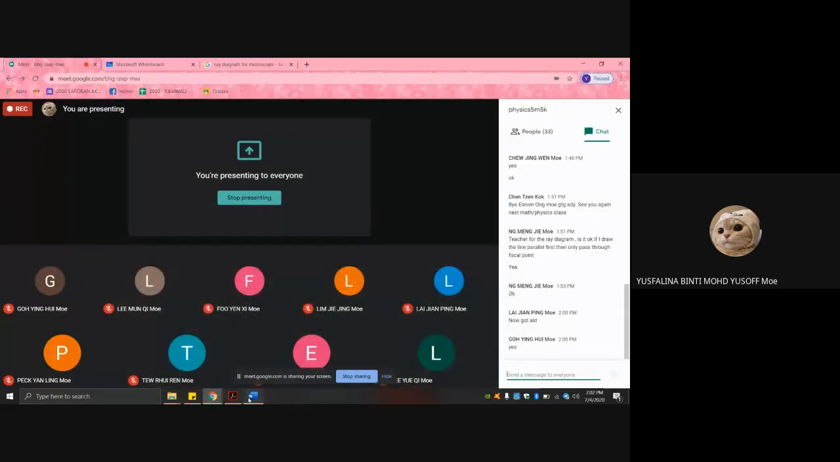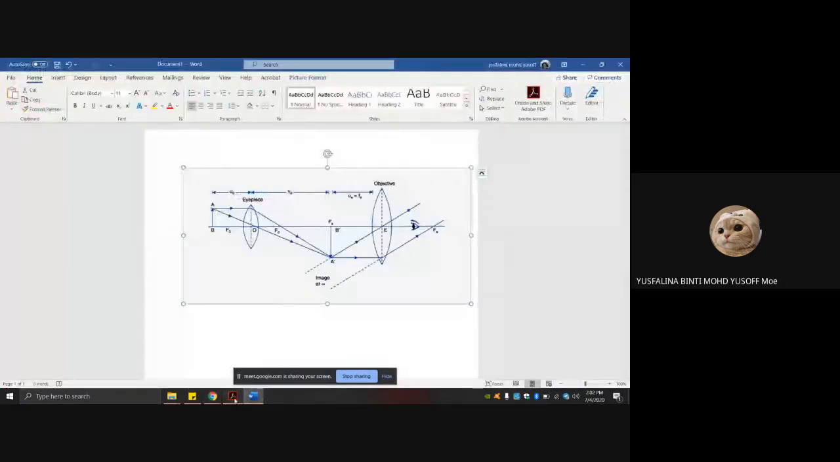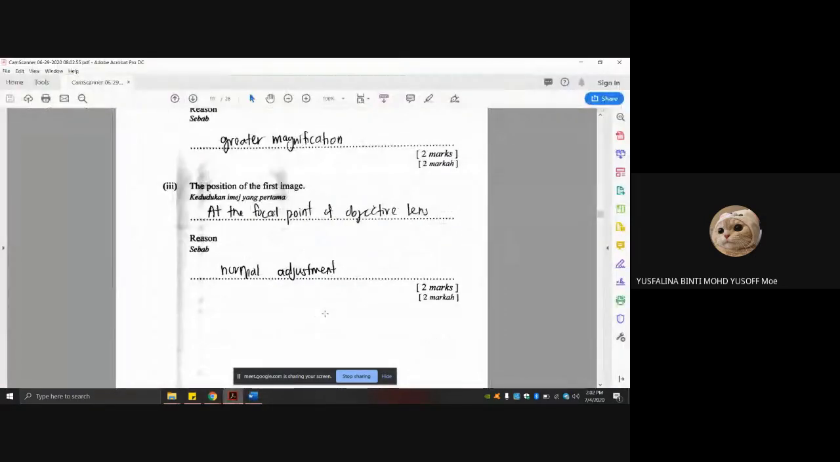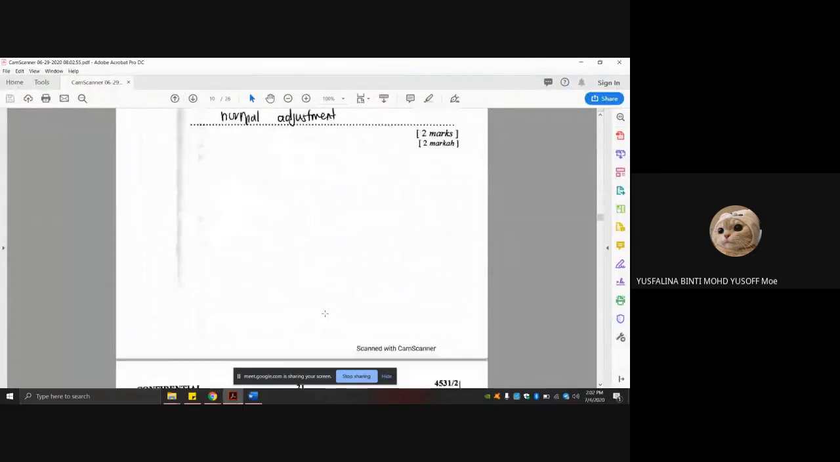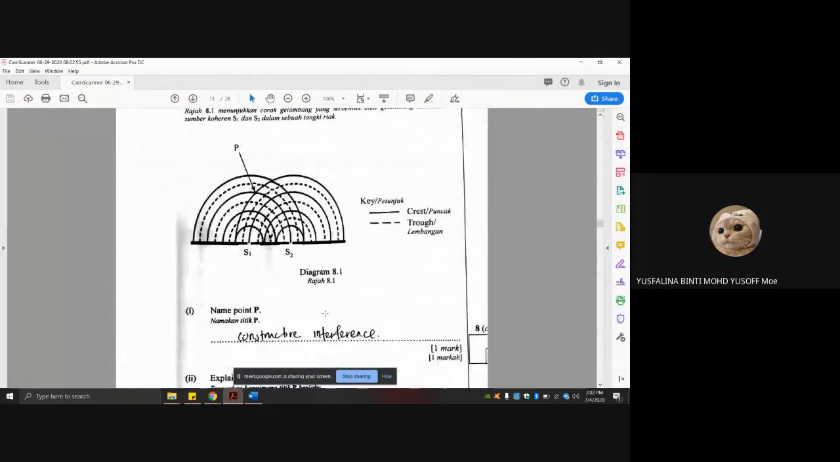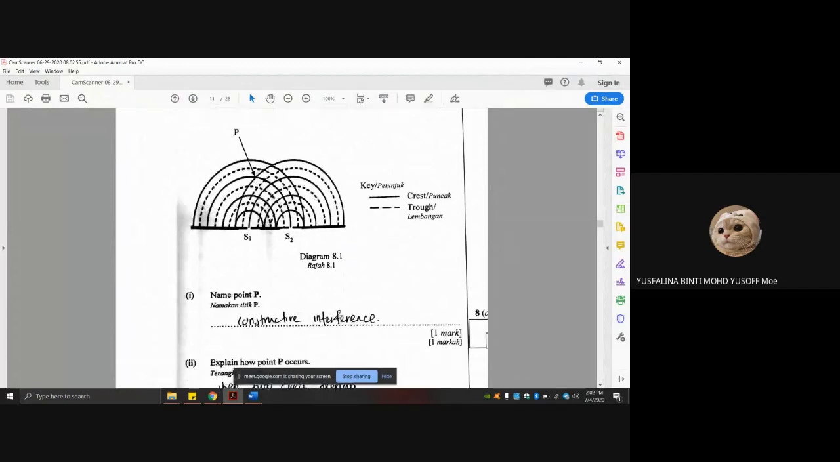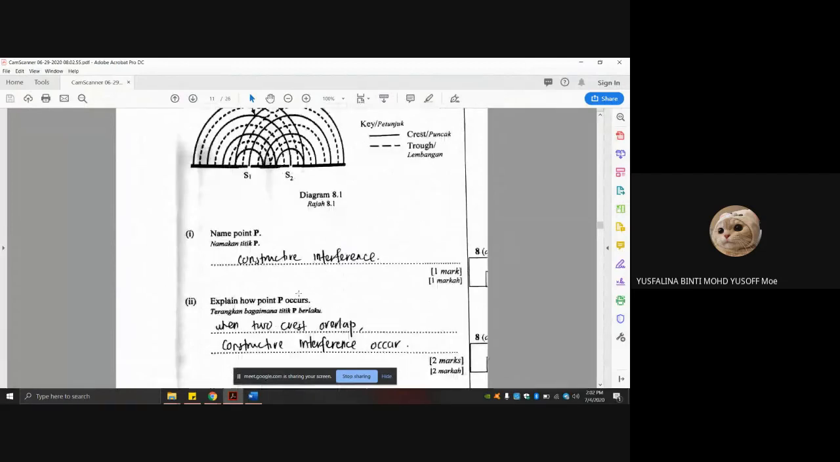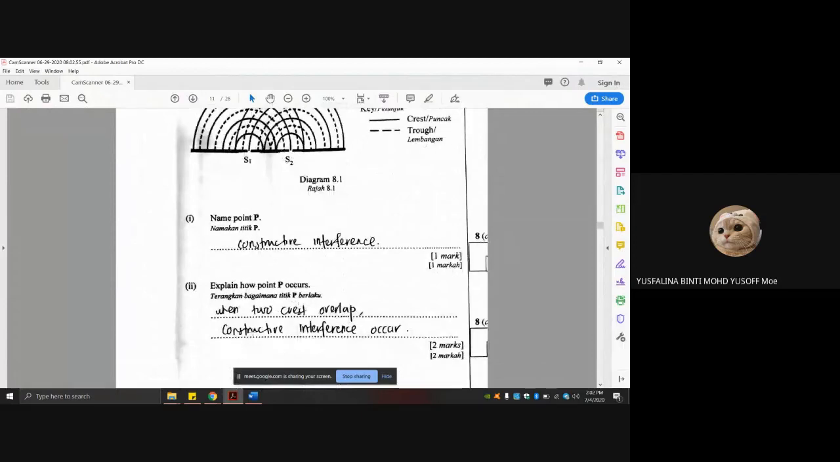Alright, the next one. That is for the normal adjustment. For number 8, this is the interference of waves. Name point P. This one is the crest meet crest, right? So constructive interference. Explain how point P occurs. It occurs when two crests overlap, so constructive interference occurs.